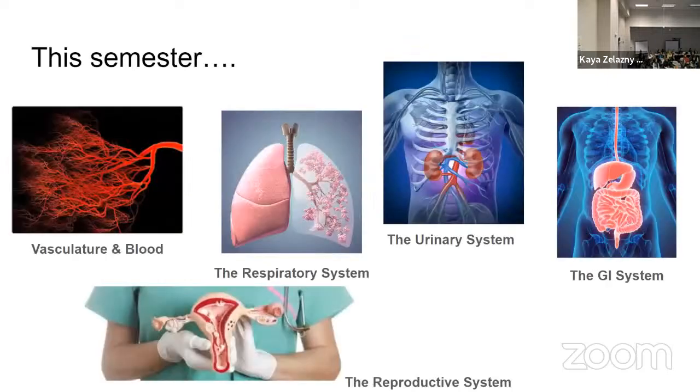All right, so overview of what we're going to be covering in A&P 2. We're going to pick up where we left off. When we finished the fall semester, we were talking about the heart. So we're going to carry forward, and now we're going to think about the blood. We're going to be thinking about what's in the blood. We're going to be thinking about the vasculature, so arteries, veins, things that the blood travels through. That's going to be unit one.